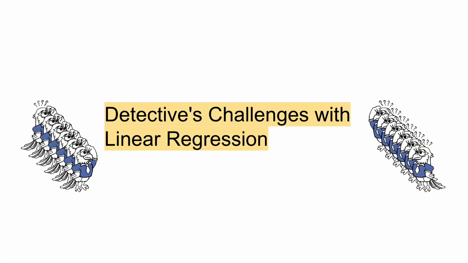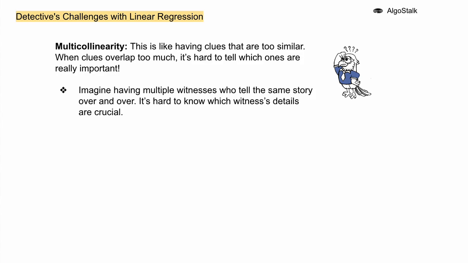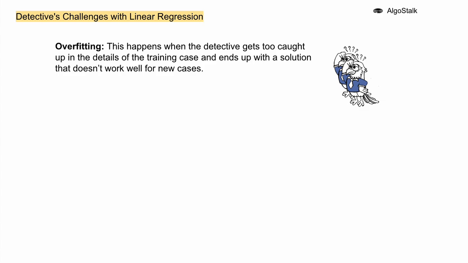Detectives' challenges with linear regression. Multicollinearity is like having clues that are too similar. When clues overlap too much, it's hard to tell which ones are really important. Imagine having multiple witnesses who tell the same story over and over. It's hard to know which witness details are crucial.